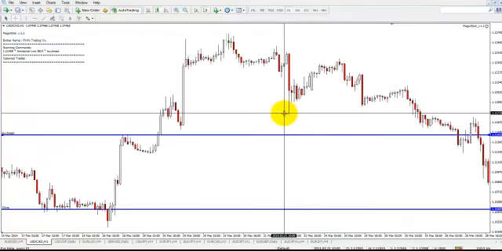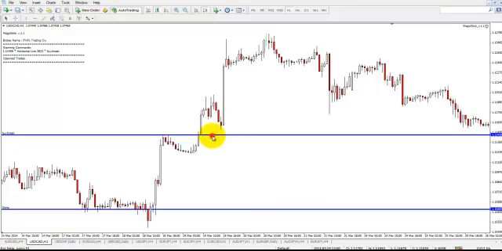Same idea with trend lines. Let me just give you an example here with trend lines.